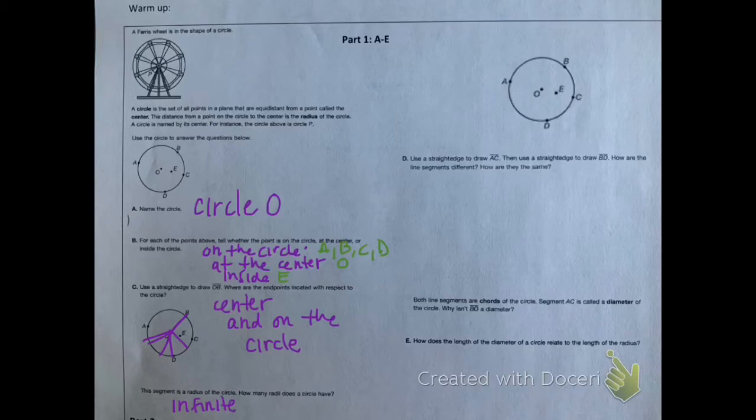Part D, use a straight edge to draw segment AC. So here's AC. Then use a straight edge to draw BD. Here's BD. AC should have gone through the center there. That's better. Still not connected. There we go. All right.